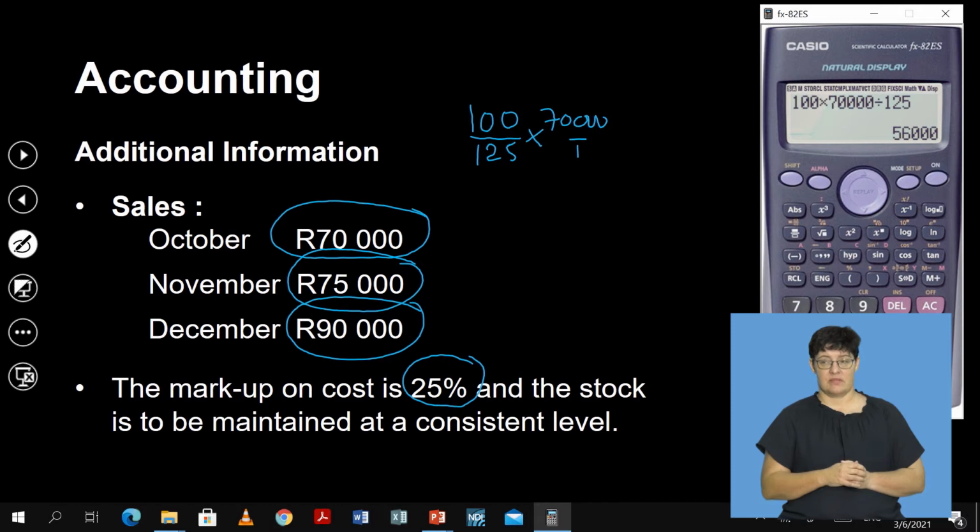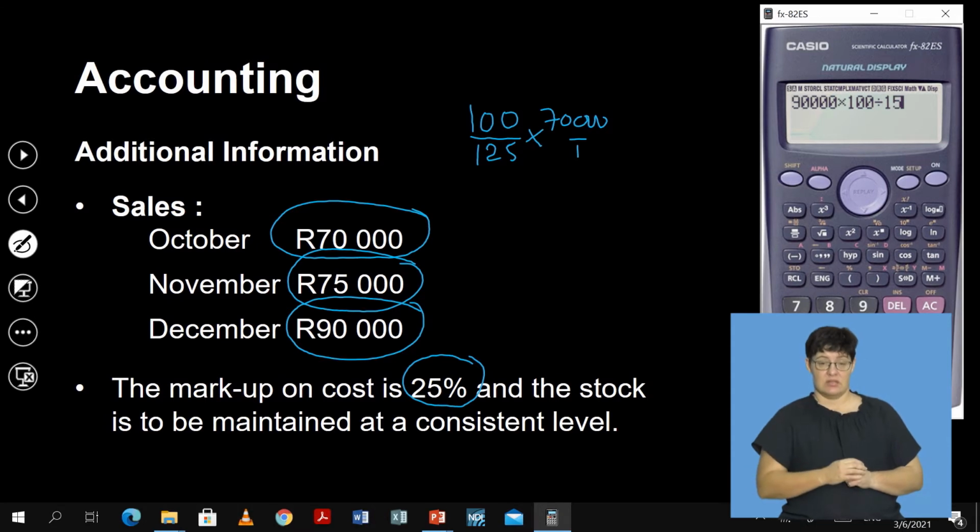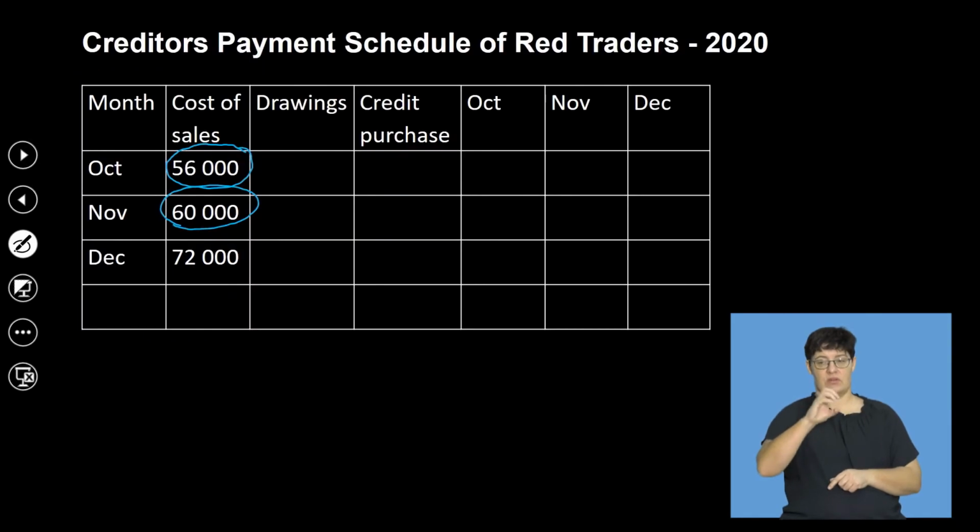On 90,000, there goes, times 100, which is your cost price, divided by your selling price of 125. Okay, there we go, and your answer is 72,000. Let's check our answer there. Perfectly in order, 72,000. So what have we done?